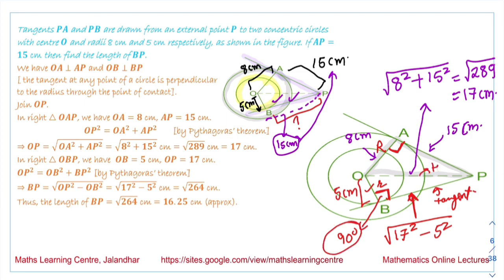So this is the hypotenuse we are saying. So length of this side is square root of 17 square minus 5 square, that is equal to square root of 264. If we calculate the square root of 264, this comes out to be 2 root 66, and when we have to calculate the square root of 66, we are saying the value we will get.